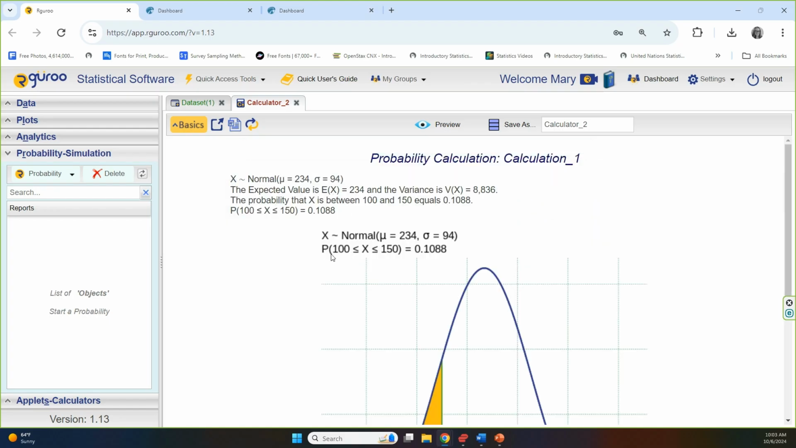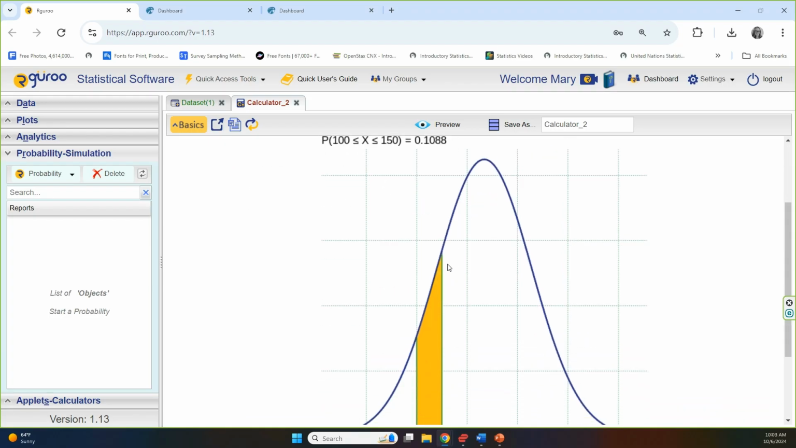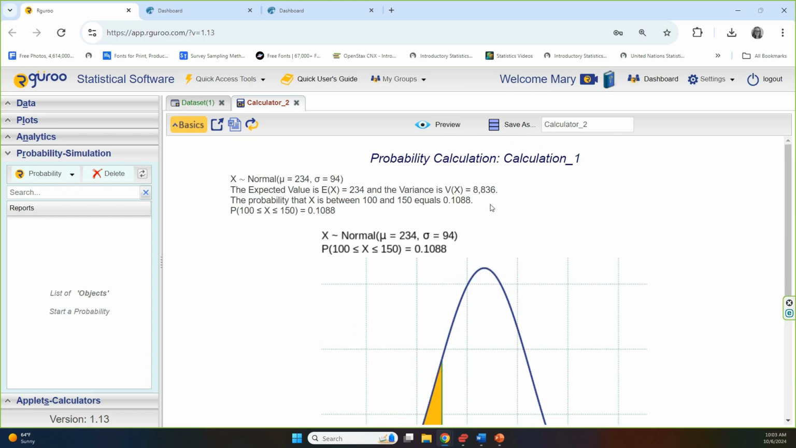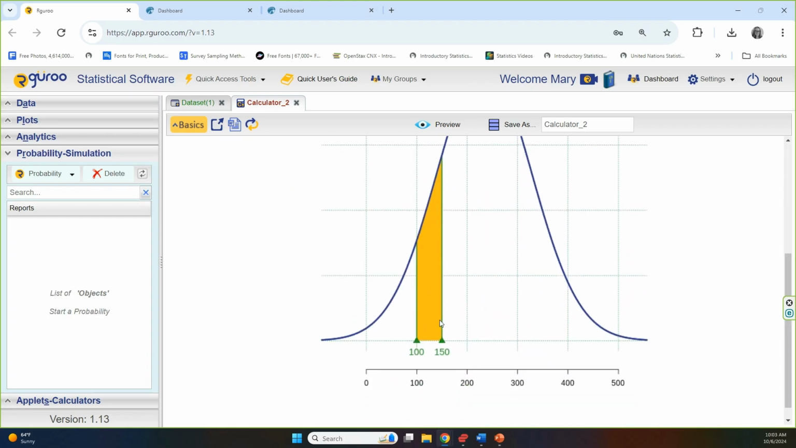So here we have the probability that our random variable x is between 100 and 150 is equal to 0.1088. So that's almost an 11% chance that the total for the bill would be between $100 and $150. We can see here, there it is. You can see our curve here. This is the probability I'm seeking out. It's this sort of tall yellow region here.